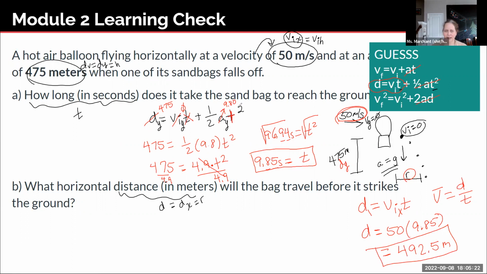Does that make sense? Let's talk about that. If I move approximately 500 meters along on the balloon, okay, that's going to take how long? It's going to take 9.85 seconds. So when I'm thinking about the bag traveling, it started off at 50 as well. So it's also getting that same benefit of that distance because we're not dealing with air resistance.